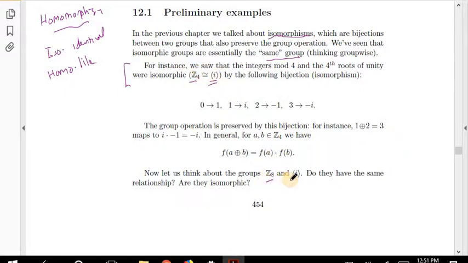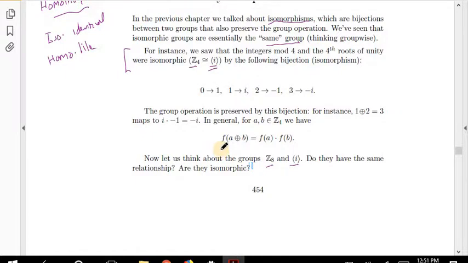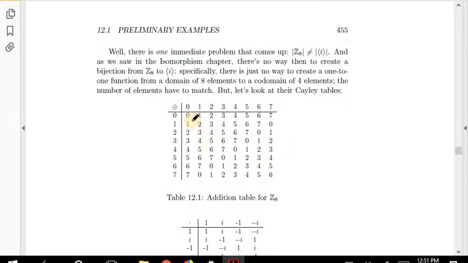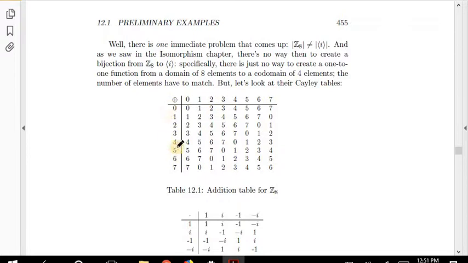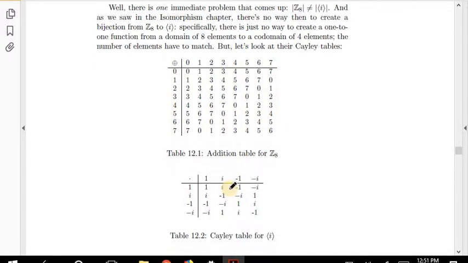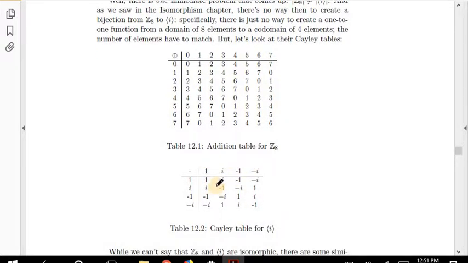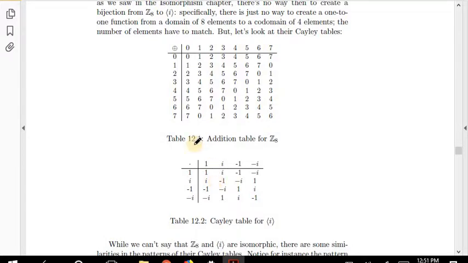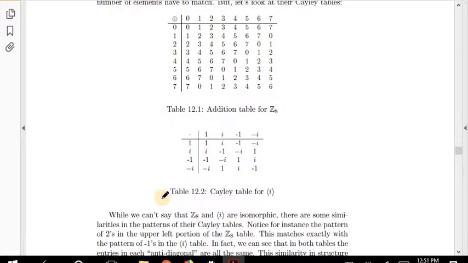All right, now this is Z4 with i. Let's consider Z8 and i. Let's look at the tables. Z8 is an additive group, and it has 8 elements. So here we have the table, and we also have the table for the multiplicative group of i, and we can see some similarities. For instance, here we have this diagonal pattern of constant elements, and we have the same diagonal pattern here. Like this pattern of 2s here matches the -1s and so on.